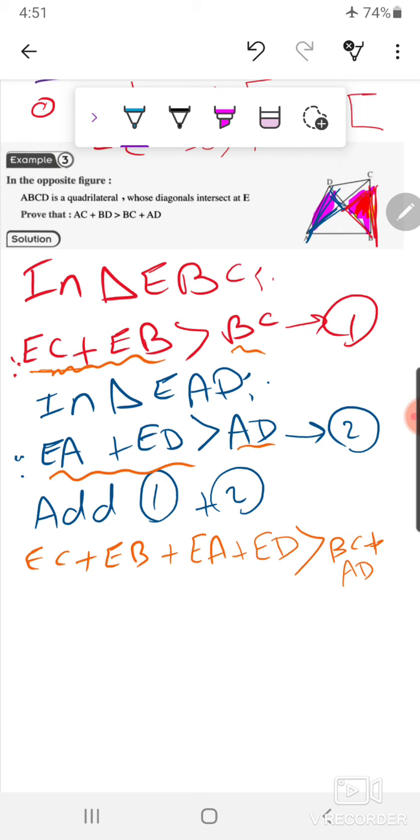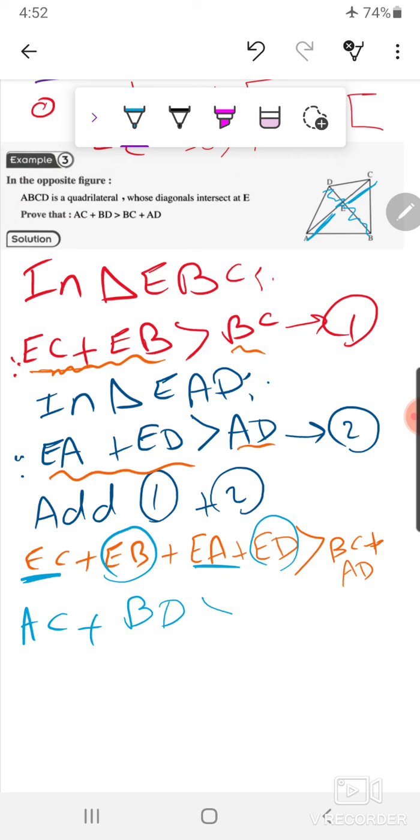First of all, here you have EC and EA. Look at EC, this is EC, and EA, this part, which together are exactly AC, the diagonal, plus, look at EB, this part, and ED, this part, which together are the diagonal BD, greater than, of course, BC as it is, plus AD.